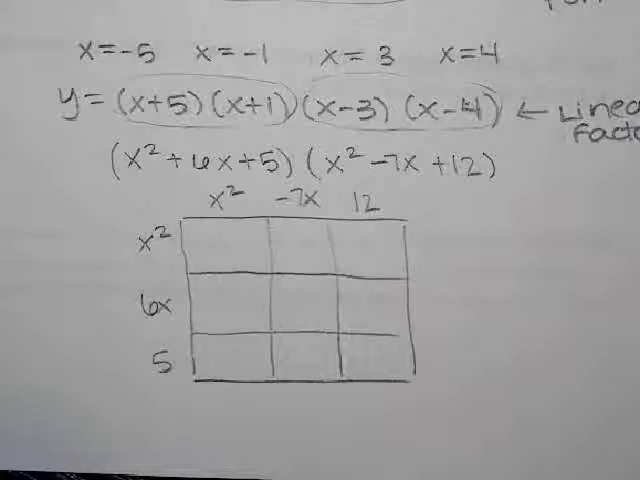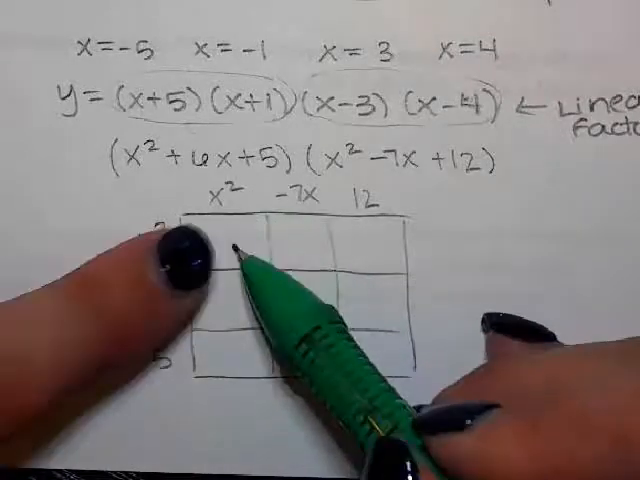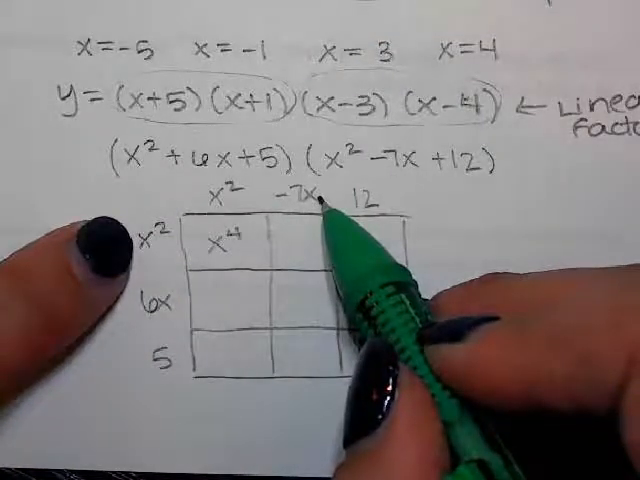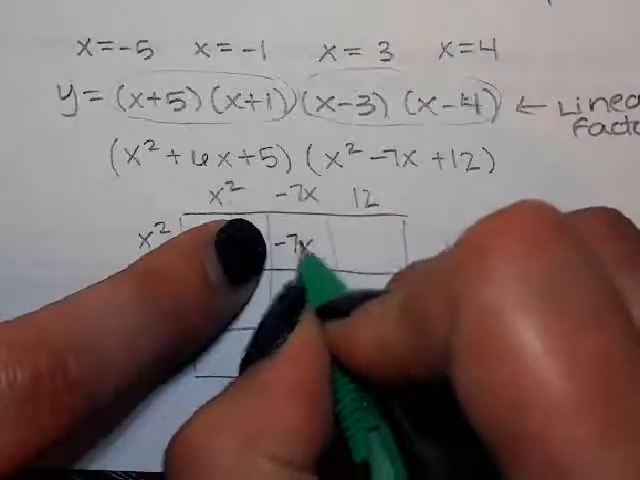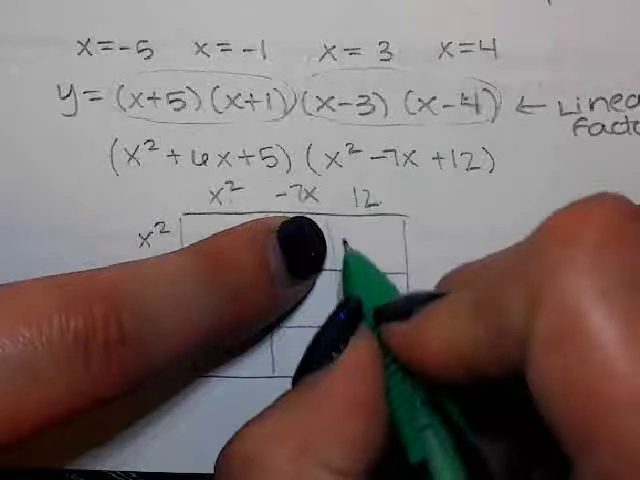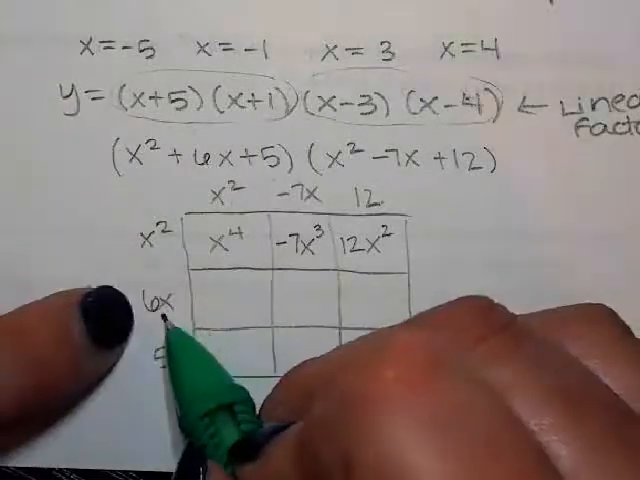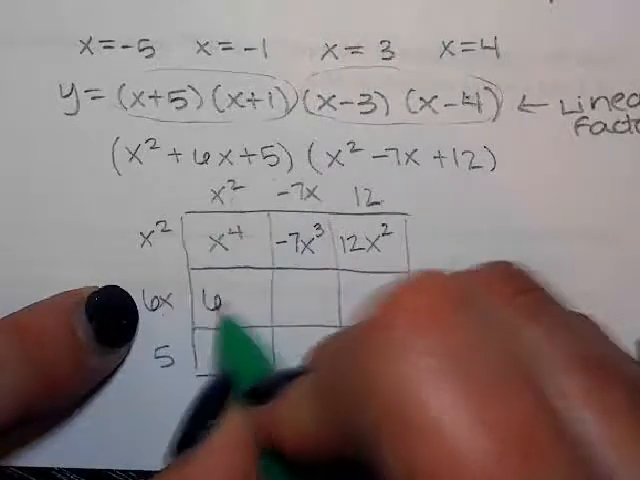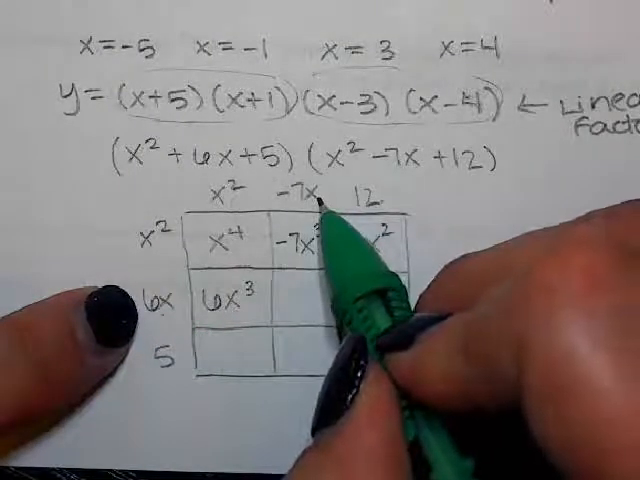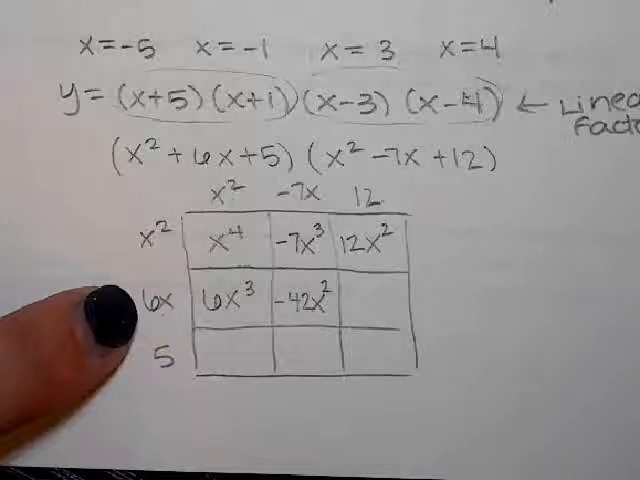And then we're going to go ahead and multiply. So x squared times x squared is x to the 4th. x squared times negative 7x is negative 7x to the 3rd. 12 times x squared is 12x squared. 6x times x squared is 6x to the 3rd. 6x times negative 7x is negative 42x squared. 6x times 12, anybody? 72x, perfect.